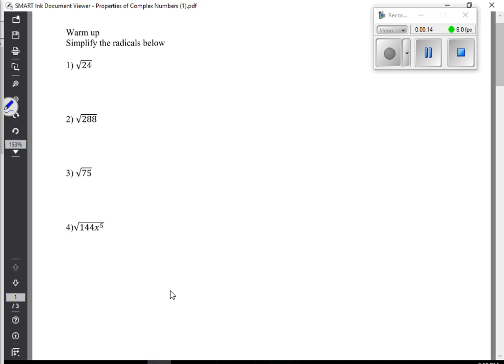To simplify radicals, you break the number down into its prime factorization, and then you circle the doubles, and that's what goes out. So right here we have radical 24. I'm going to do this a little bit differently. You can do your factor trees if you want.